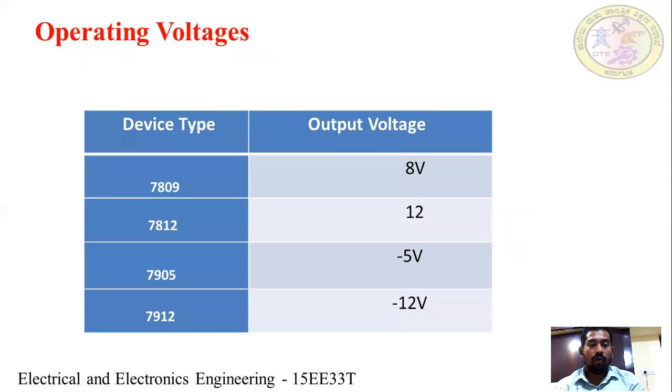These are the operating voltages of various ICs, that is 7809, 7812, 7905 and 7912. Let me check what the output voltage is for these ICs. For the 7809 IC, we're going to have an output voltage of 9 volts. 7812, we're going to have an output voltage of 12 volts. For 7905, we're going to have an output voltage of minus 5 volts. 7912, we're going to have an output voltage of minus 12 volts.